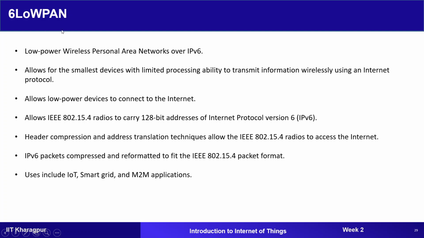In case of 6LoWPAN, header compression and address translation is done. After that, the data and the IPv6 packets are also compressed before sending to the other device. The uses include IoT, smart grid, and M2M applications, where 6LoWPAN is used.